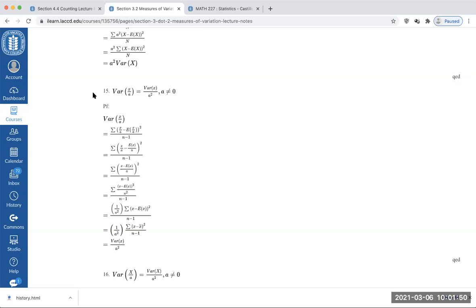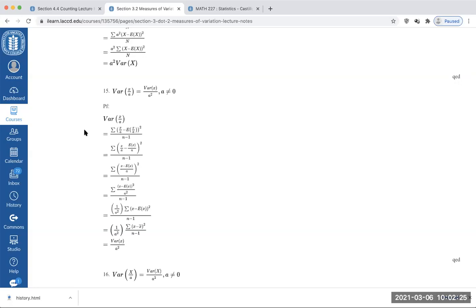In the future, I'll just say so. Again, we could prove this just using the properties of the fact that division is the same as multiplication by the reciprocal. So the variance of x over a is the sum of x over a minus the expected value of x over a, quantity squared, divided by n minus 1. By the previous section, the properties of the mean, the expected value of x over a is just the expected value of x divided by a.